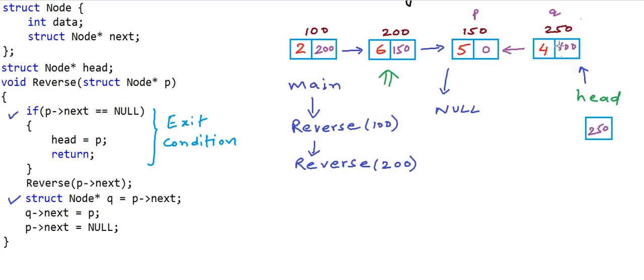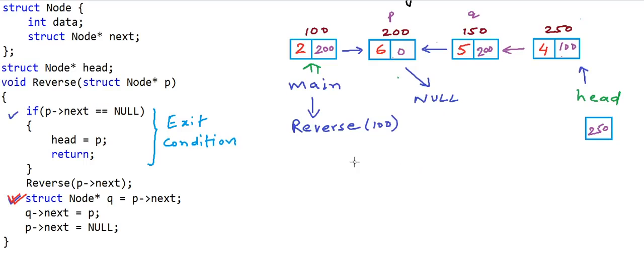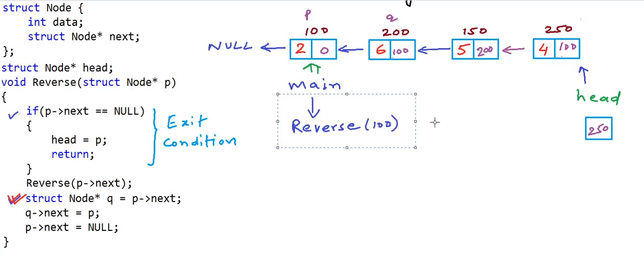As you can see, head is 250, so from 250 we will go to 150, and from 150 we are going to null. So till 150 we have a reversed list. So this is how things will look when the call to reverse 200 finishes. Till 200 we have a reversed list, and once again we come to execution of reverse 100, and this is how things will look finally when reverse 100 finishes and we return back to the main function.